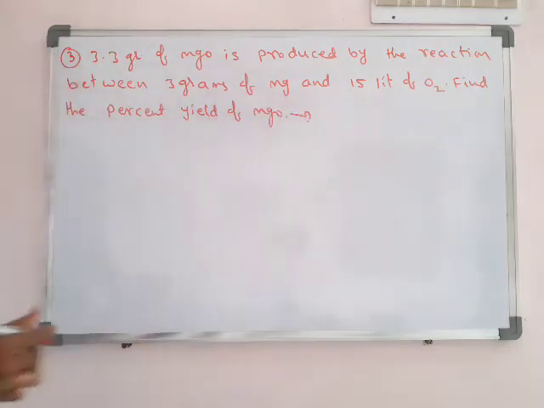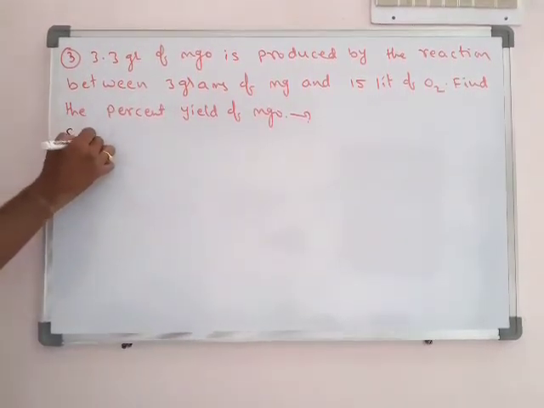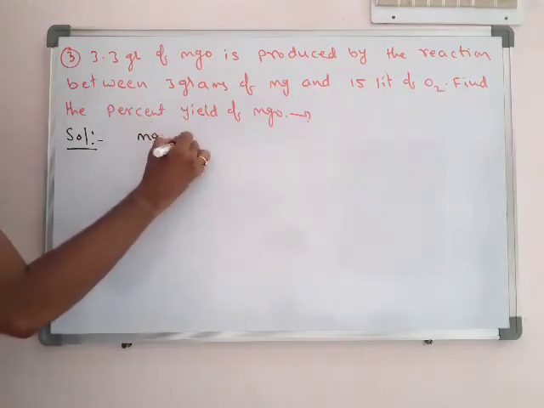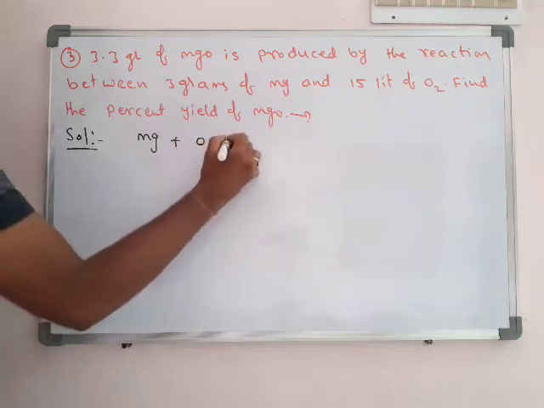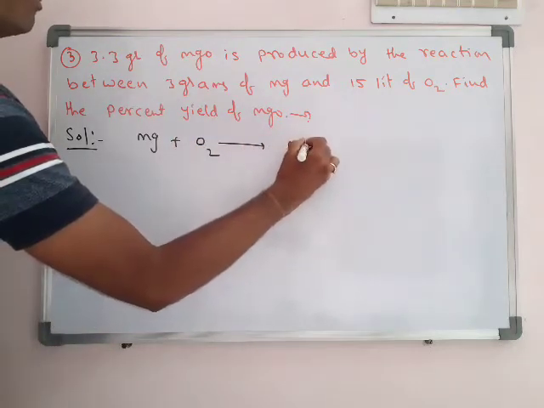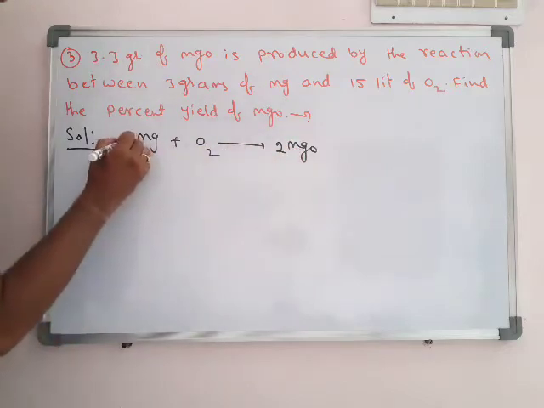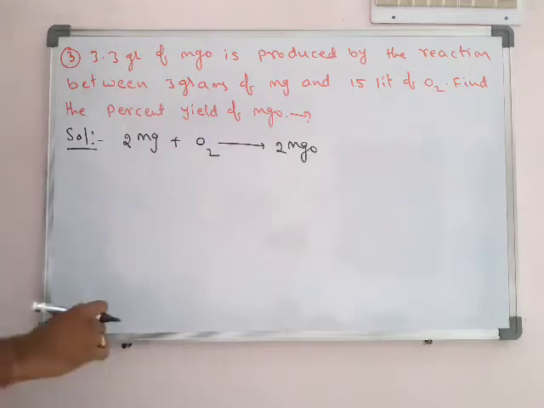Find the percent yield of MgO. So here, first write the equation. Magnesium plus oxygen forming MgO. For balancing purposes, it is 2 moles of Mg, O2 and 2 moles of MgO.